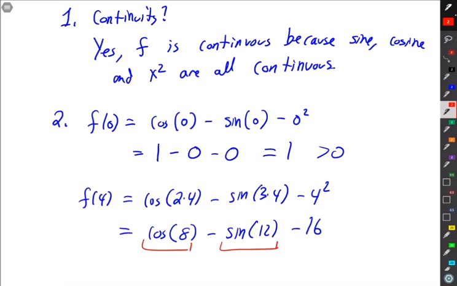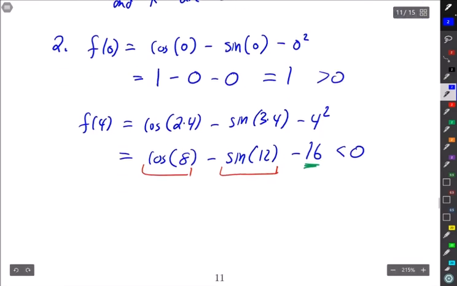So this 16 is just going to dominate everything, right? Cosine of 8 is no more than 1. Sine of 12 is no less than minus 1. So this has to be less than minus 14. In particular, we know it's less than 0. So I have f being continuous. I have 0 giving a positive value, and 4 giving a negative value.